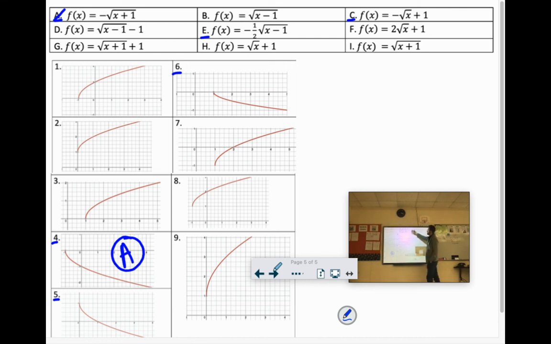E, it's shifted to the right 1, and it's also reflected and compressed. So let's see if one of them gives it away with shifted right 1. Number 6 is the only one where it starts shifted to the right 1. So this is going to be our E, which leaves C for number 5. All right, now let's look at some of these regular ones. So if you look at B, it's shifted to the right 1. Which one starts 1 to the right? Just number 3? Okay, number 3 is B.